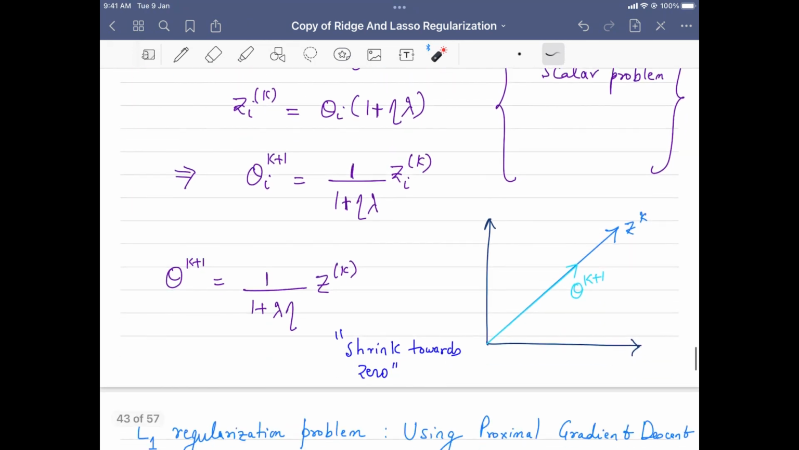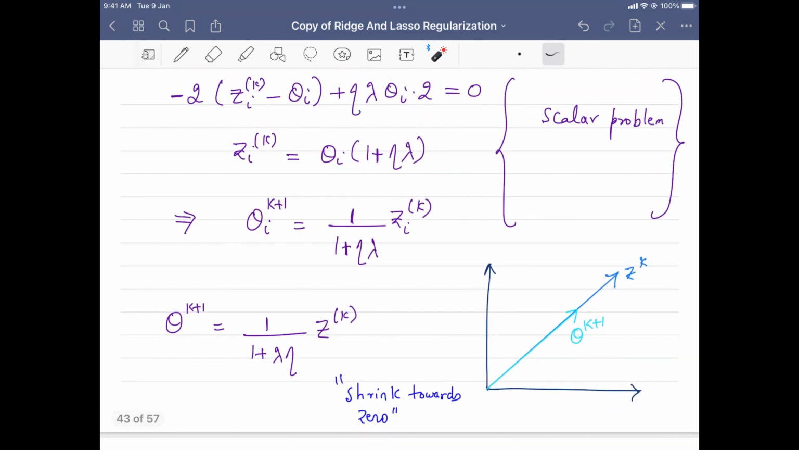So what it means graphically is that if you have taken a gradient descent step zk like this, then in the second step this vector will reduce to this vector when you apply the second step of the proximal gradient descent, which is theta k plus 1. So it is basically shrinking this vector zk to theta k plus 1.